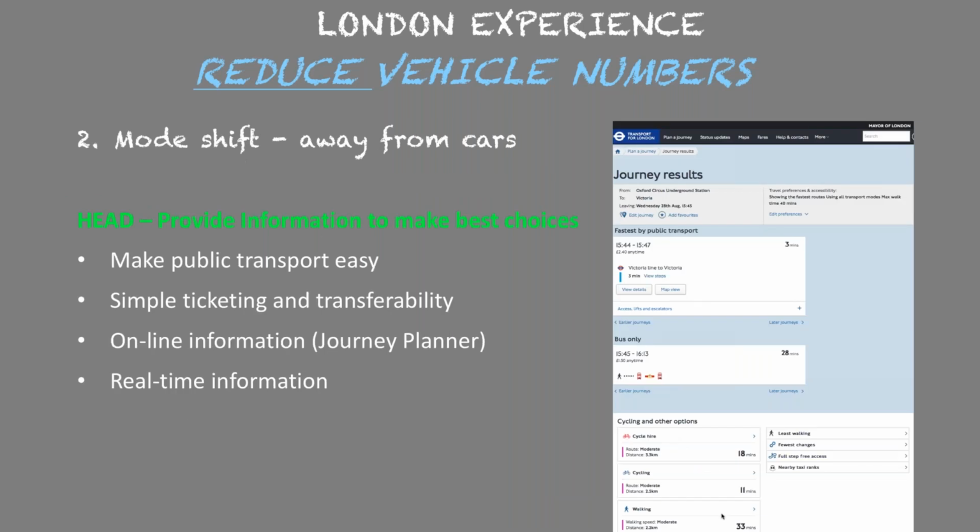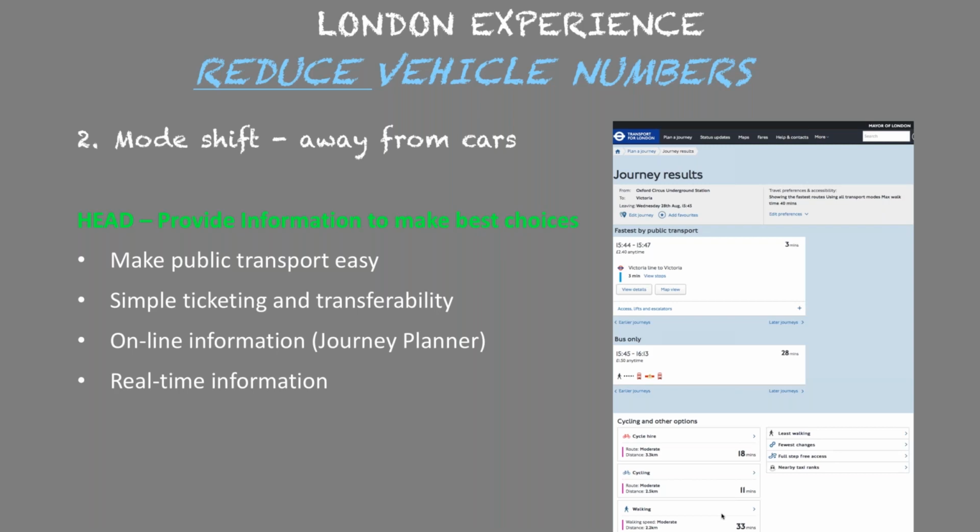And then the next issue is about having information. Public transport has to be very easy to understand. It's got to be clear. The ticketing system needs to be clear and transferable from one mode to another, which it is in London. So that's very important. We have an Oyster card here, which is a simple smart card that covers virtually every mode of transport in London except for private taxis.